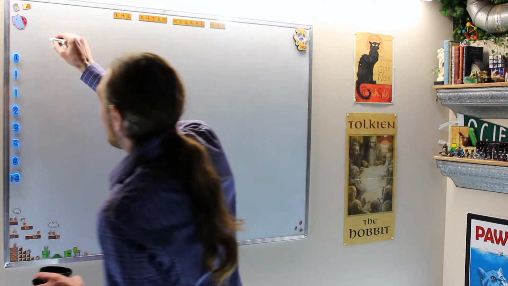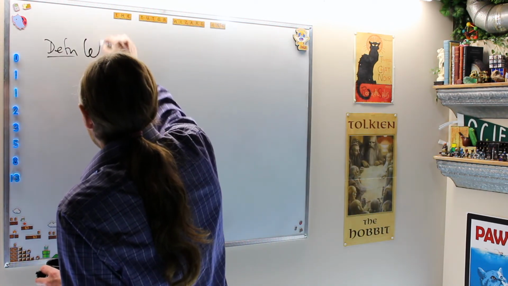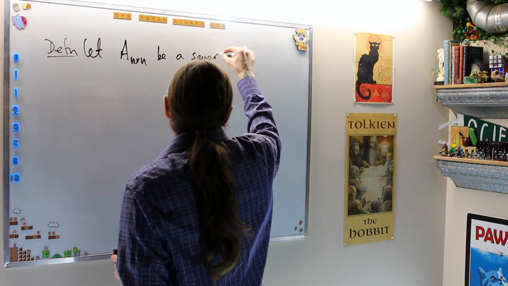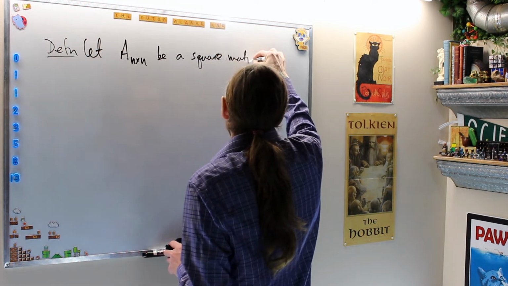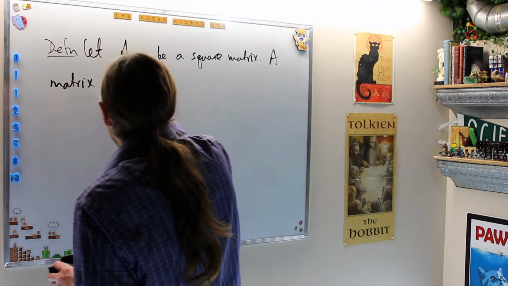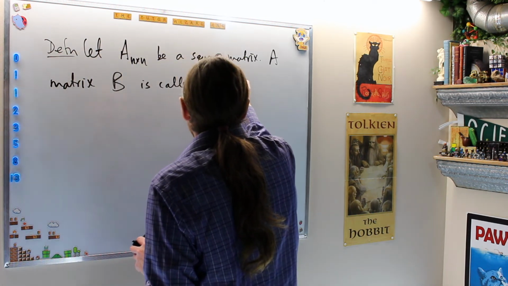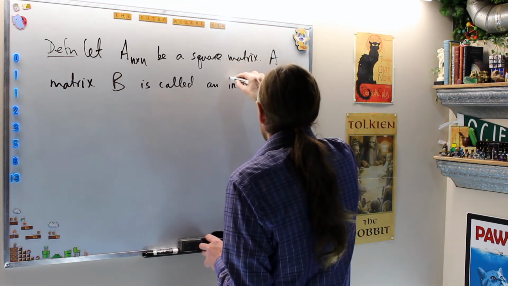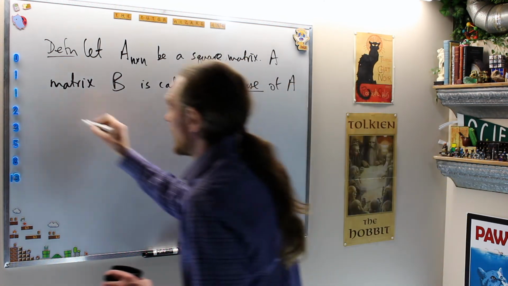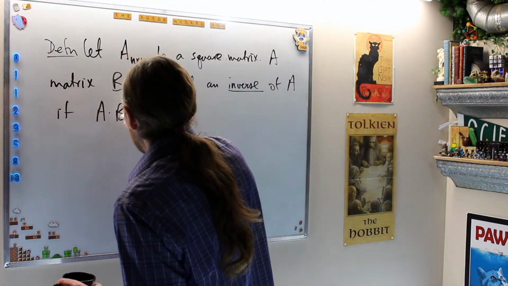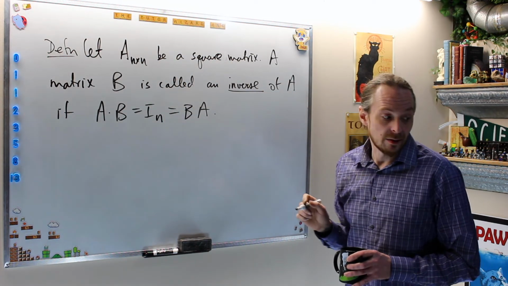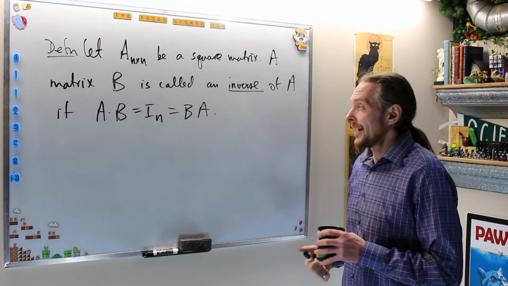Definition. Let A be an n by n square matrix. A matrix B is called an inverse of A if A times B is In, which is B times A. So when I matrix multiply these things together, I get the identity matrix.